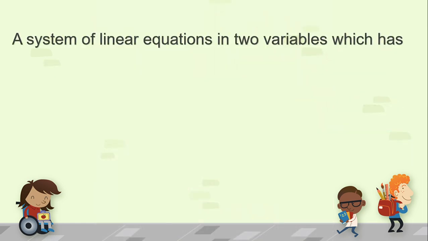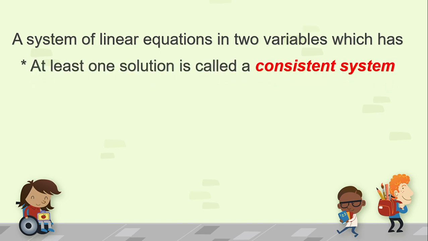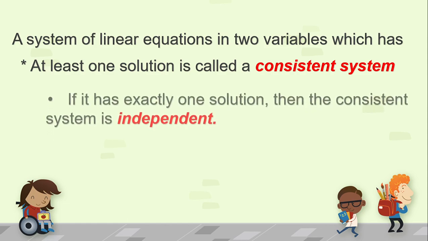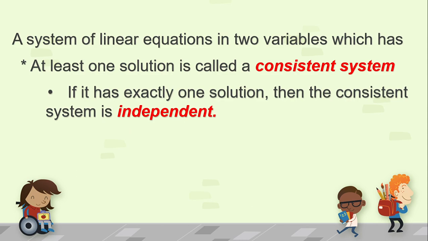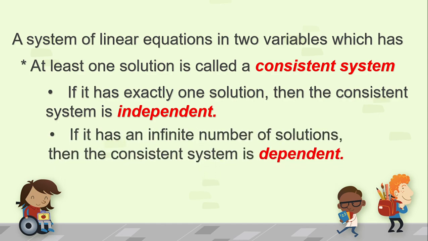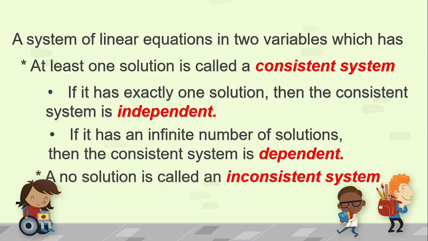And remember, a system of linear equations in two variables which has at least one solution is called a consistent system. If it has exactly one solution, then the consistent system is independent. If it has an infinite number of solutions, then the consistent system is dependent. And last, a system with no solution is called an inconsistent system.